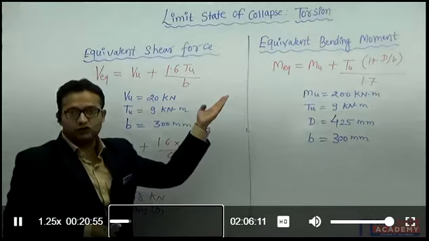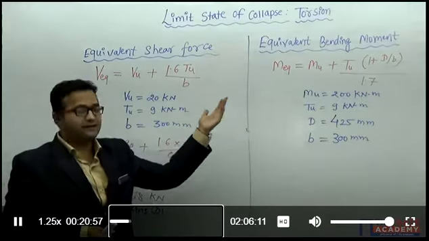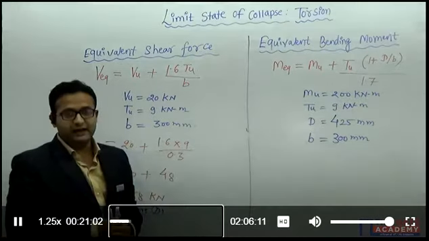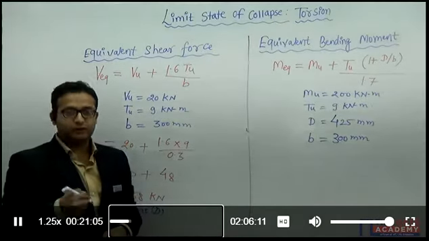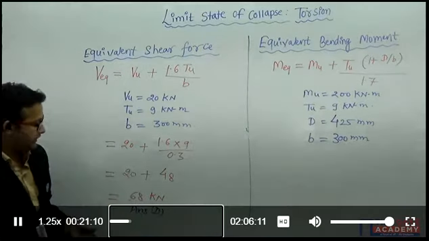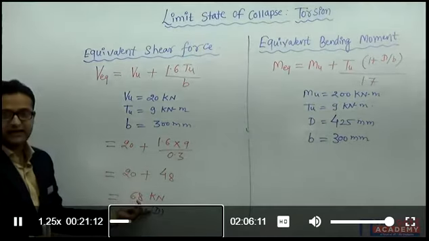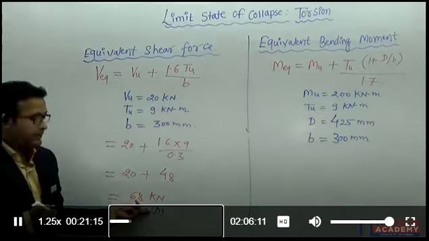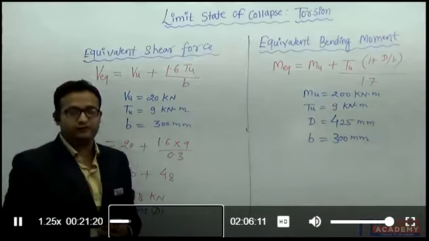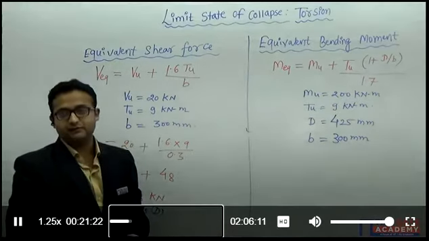Because this formula is based on the limit state, and in the limit state all the values should be factored. Suppose they are not writing factored. Whatever value we are getting here, 68, if it matches the options then it is okay. If it does not match, we will multiply by 1.5. For design purposes, I will consider the 1.5 factor of safety in the limit state.